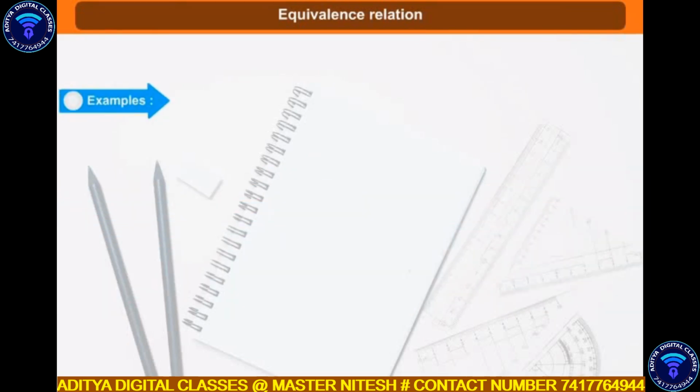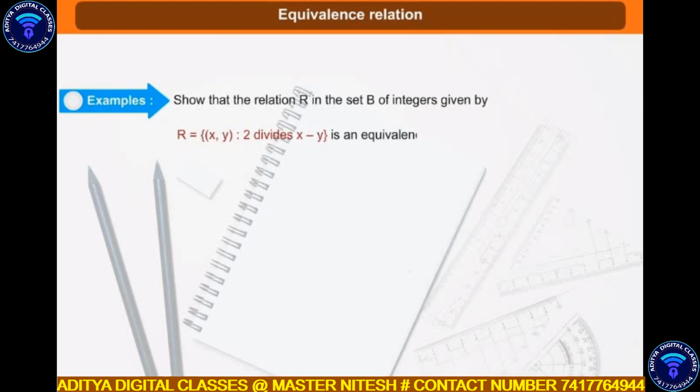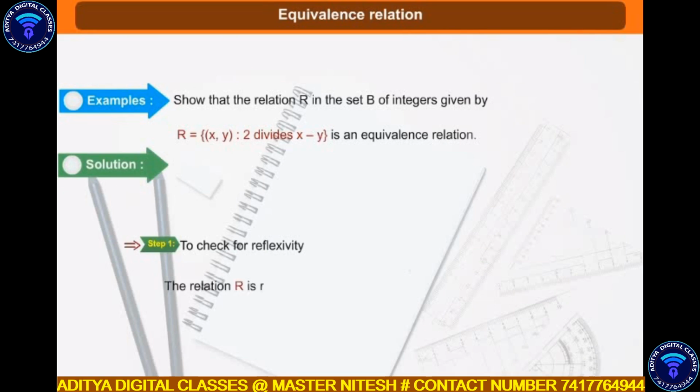Example 1. Show that the relation R in the set Z of integers given by R equal to (x, y), where 2 divides x minus y, is an equivalence relation. Solution. Step 1. To check for reflexivity. The relation R is reflexive as 2 divides x minus x for all x belonging to Z.